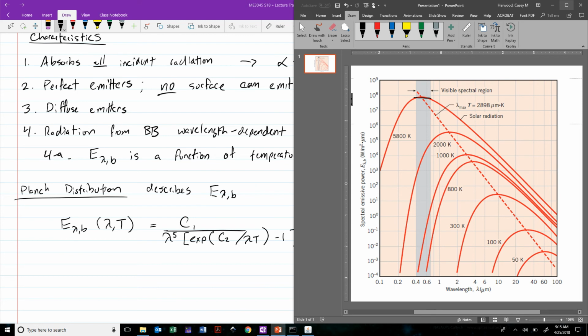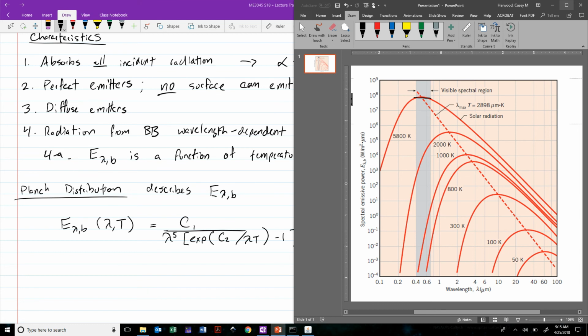And so that peak radiation, right, is described by this equation right here, which says that lambda max, that is that maximum wavelength, times temperature is equal to a constant, 2898 micron Kelvin. So if we know the temperature, we can figure out what the maximum wavelength is, or the wavelength for the maximum radiation, simply from that expression.